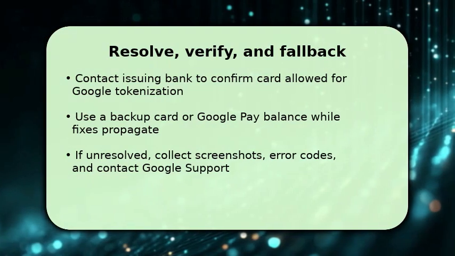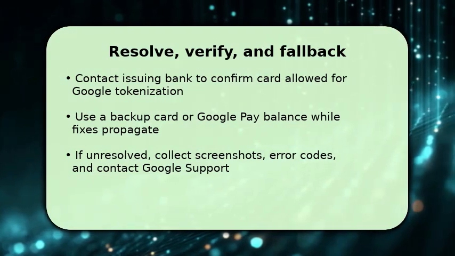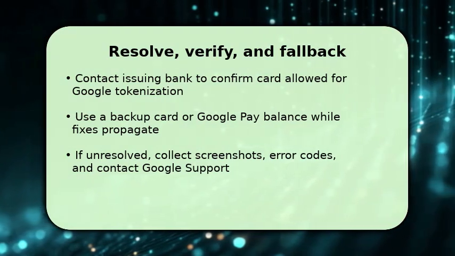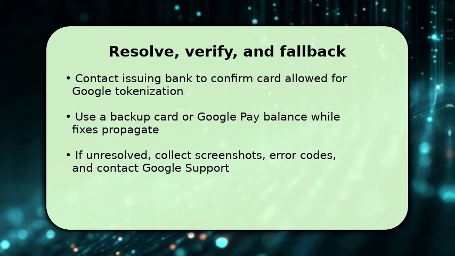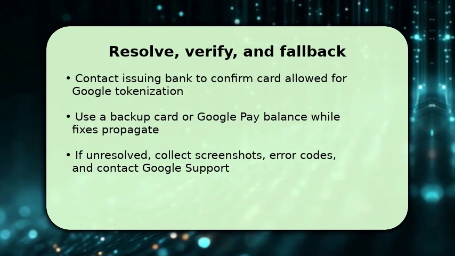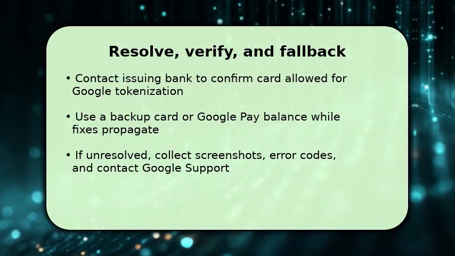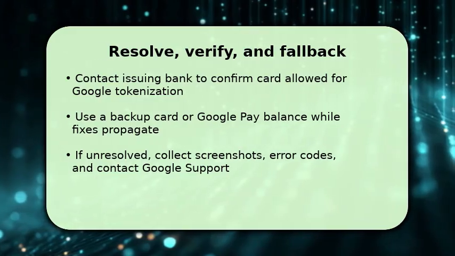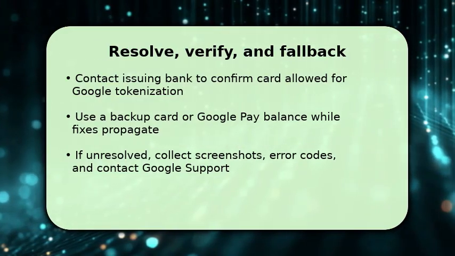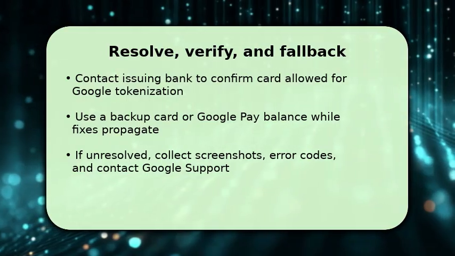To finish, contact your card issuer and confirm the card is permitted for Google tokenization and there are no holds. Banks sometimes block tokens by default. After the bank clears it, re-add the card and complete a small verification charge if requested. Make sure Google Pay shows the card's status as active.